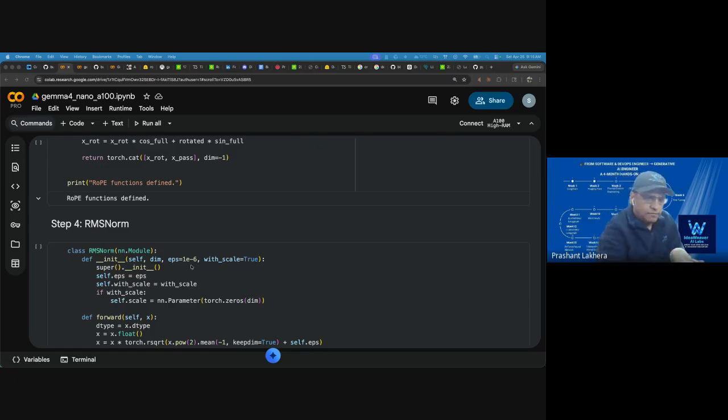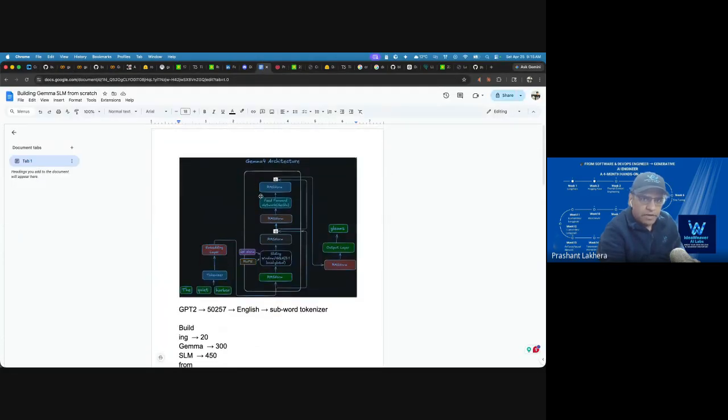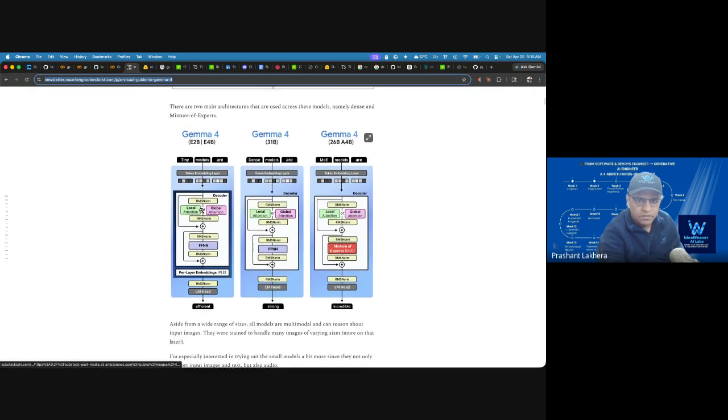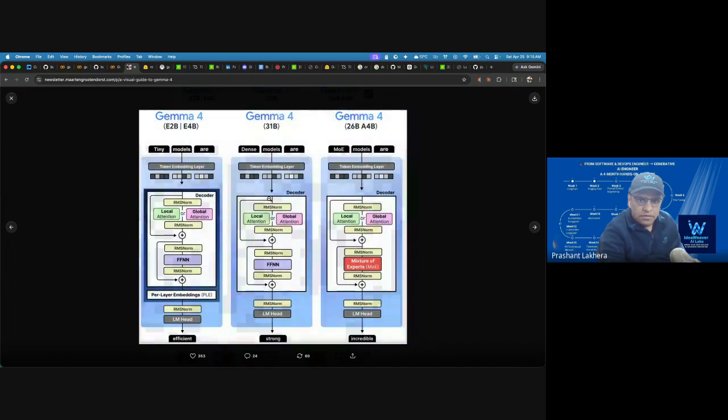Let's look at the next part, which is called RMS norm, root mean squared normalization. If you look at this architecture, this is what I have built. But if you look at one of the blogs from Google itself, not by Google, this guy works for Google, you see that RMS norm is utilized at many places. Here, here, here, here, here.